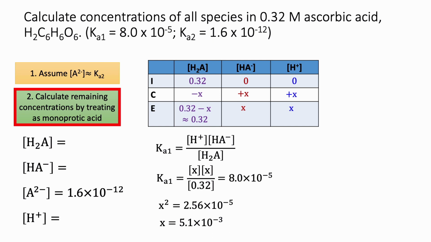So what does that mean? Well, x happens to be the H plus concentration, so that gives us our H plus concentration. x is also equal to the HA minus concentration, and then H2A is approximately equal to 0.32. So now we have all our concentrations, and all in all, the math was not too bad.